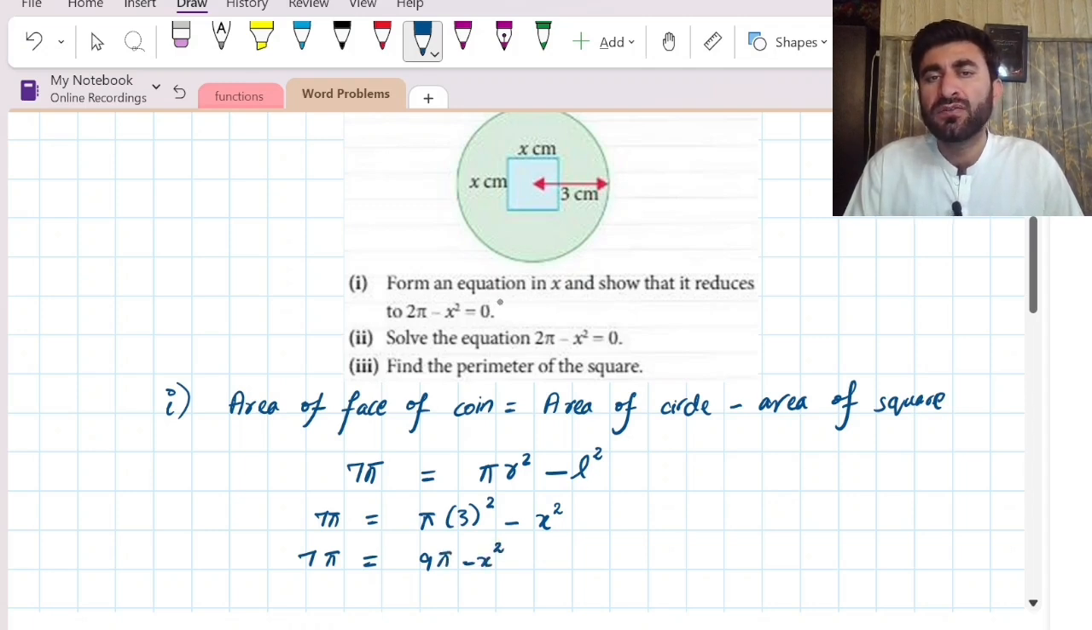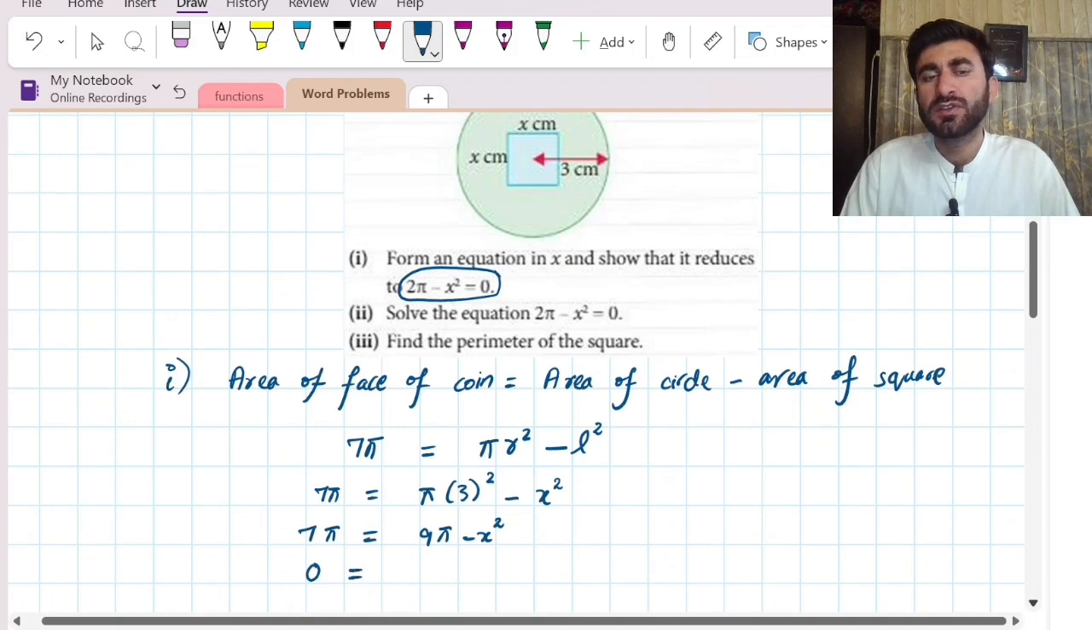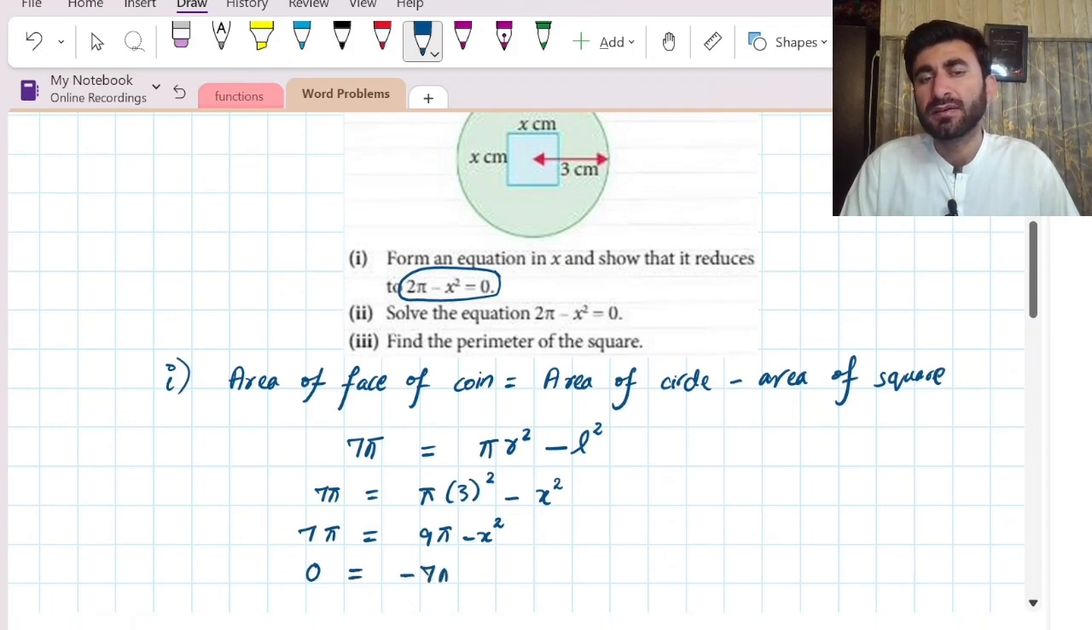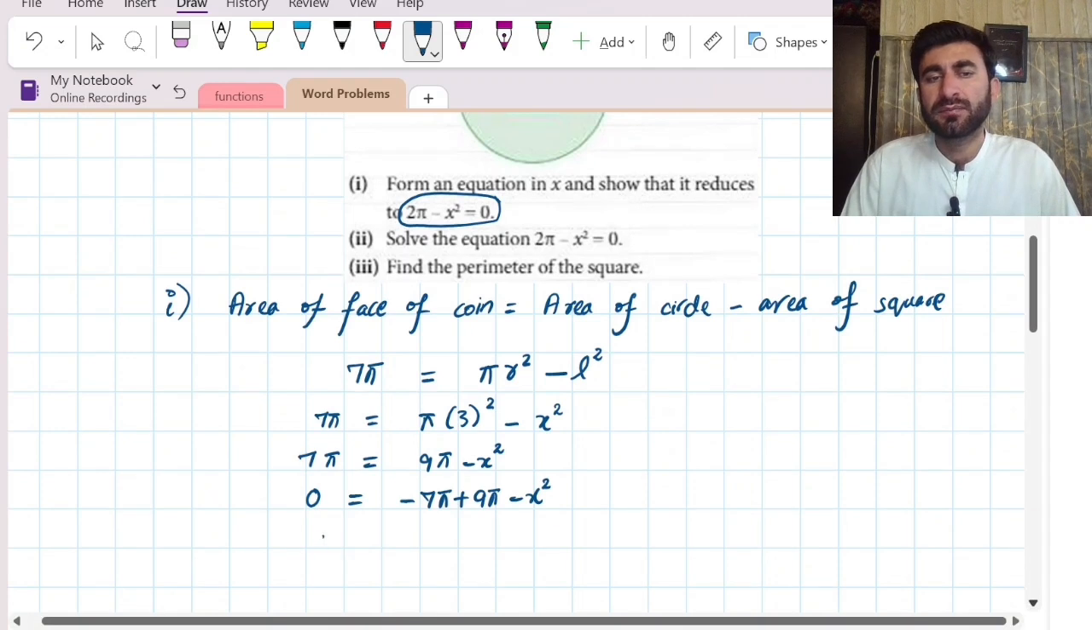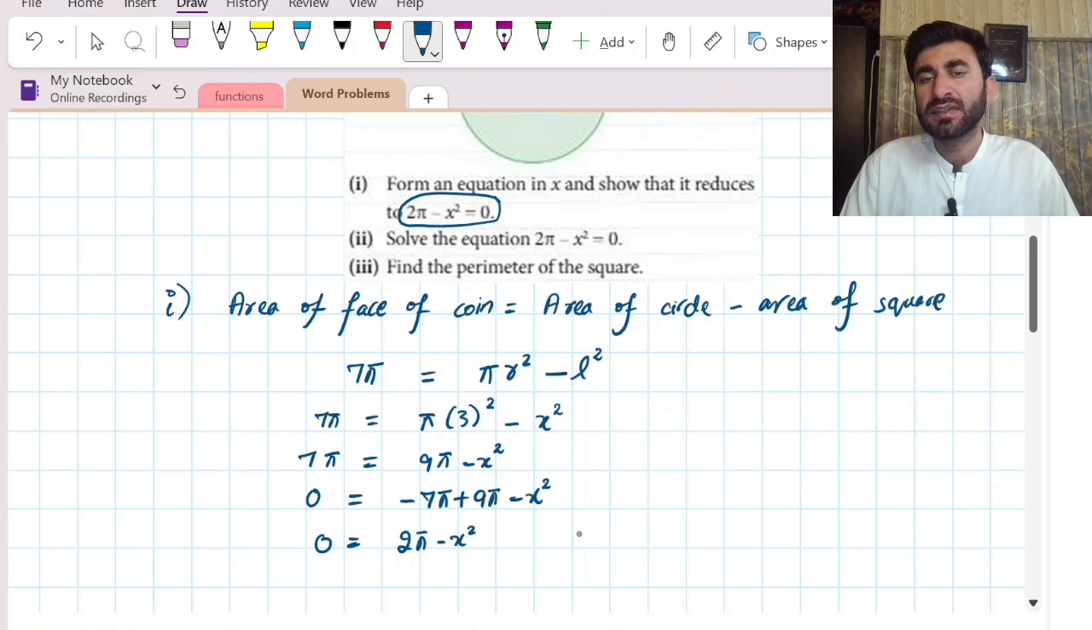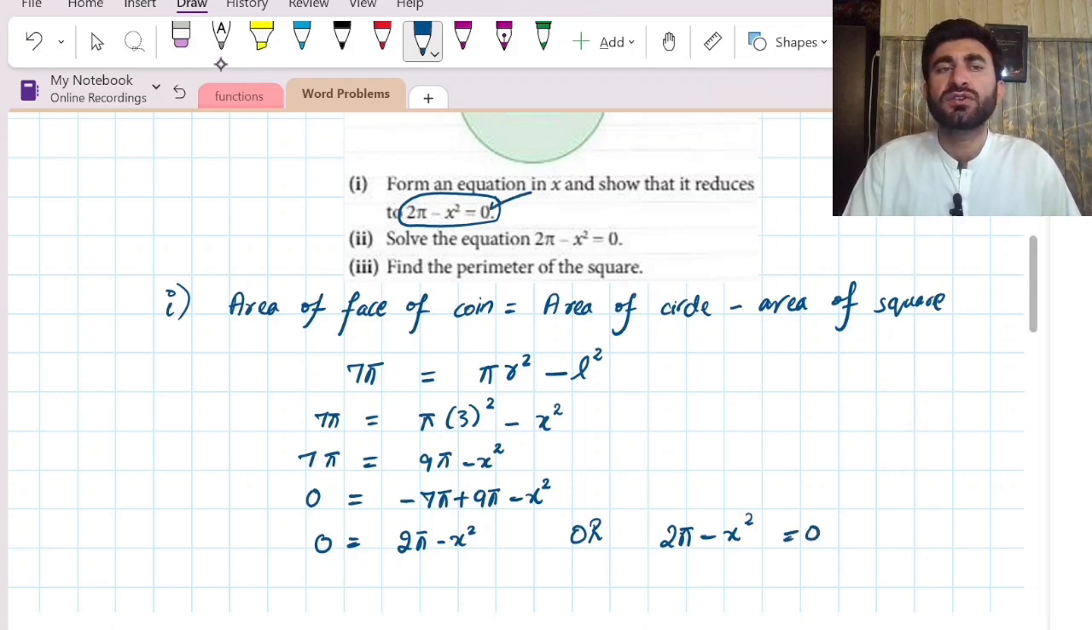Now because it said the equation must reduce to 2 pi minus x square, and we can see that x square is already negative here, it will become 0 equals minus 7 pi plus 9 pi minus x square, and it reduces to 2 pi minus x square. Or we can switch the sides and it will be written as 2 pi minus x square equals 0. So that was the first part, where it said form an equation and show that it reduces to 2 pi minus x square equals 0.